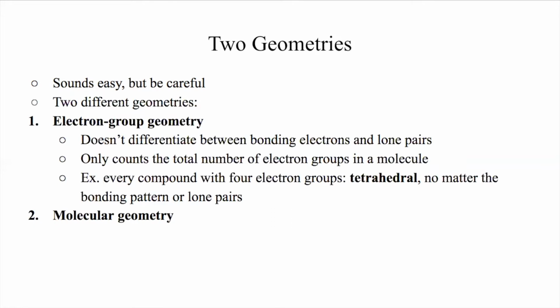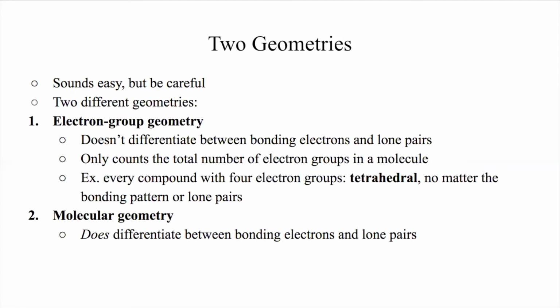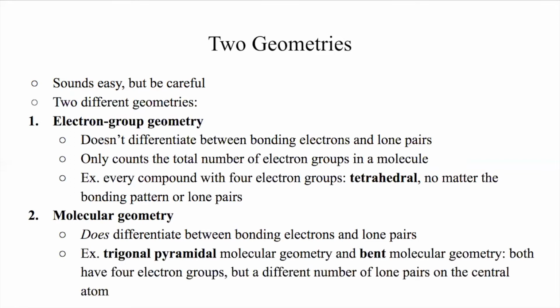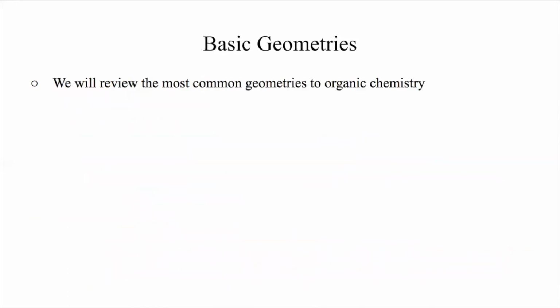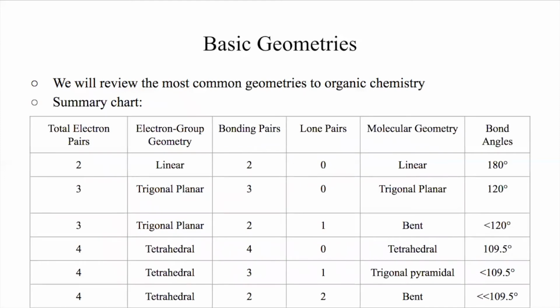The second type of geometry is called the molecular geometry, and this one does differentiate between bonding electrons and lone pairs. For example, though a molecule with a trigonal pyramidal molecular geometry and a molecule with bent molecular geometry both have 4 electron pairs, they have a different number of lone pairs on the central atom. Let's go over the first few basic geometries. Here is a summary chart of the geometries up through the first 4 electron groups. This might seem like a lot of information, but don't worry, we'll go over each row.